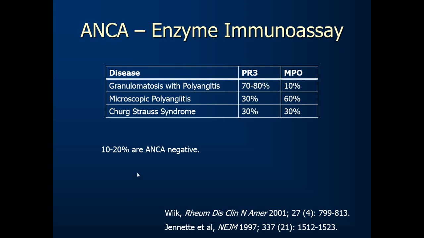In terms of those confirmatory tests, EIA is how we test for PR3 and MPO. PR3 is much more common in granulomatosis with polyangiitis, whereas MPO is more common in MPA, or microscopic polyangiitis. And in Churg-Strauss, you can actually see both. I've seen as high as 20%, as low as 10% are actually ANCA negative.